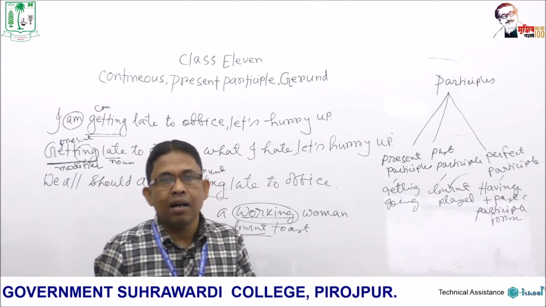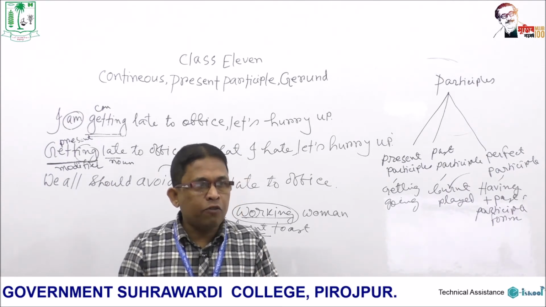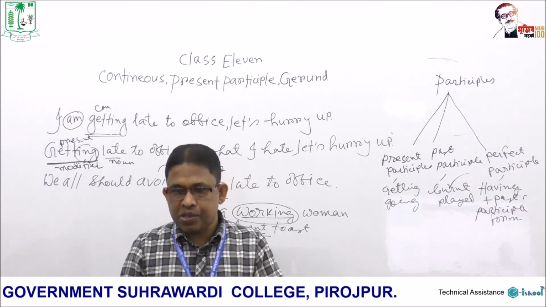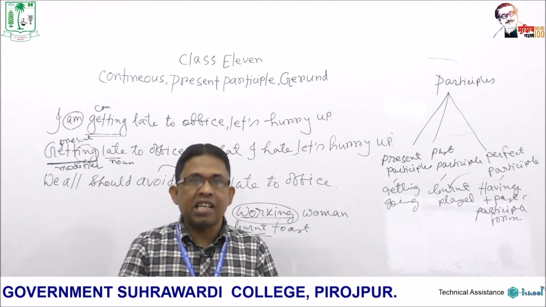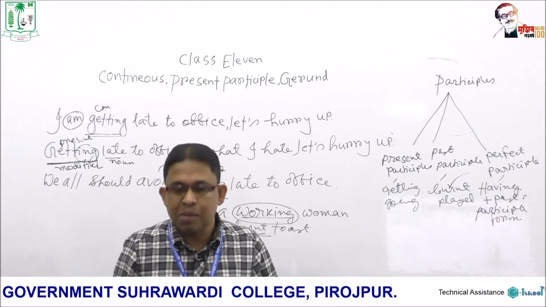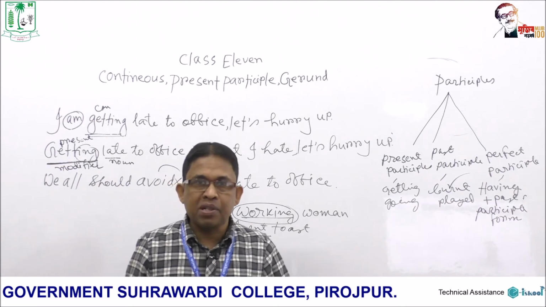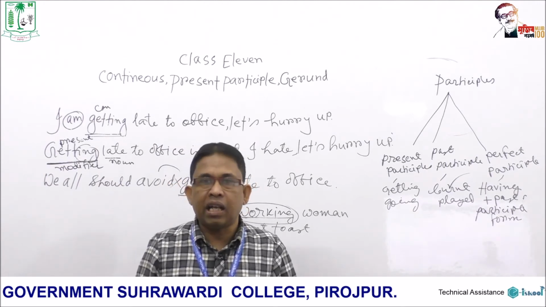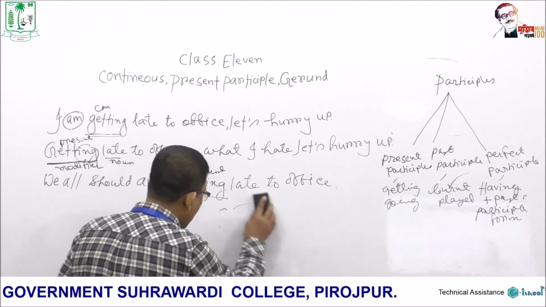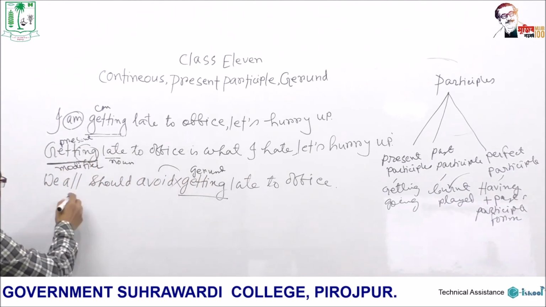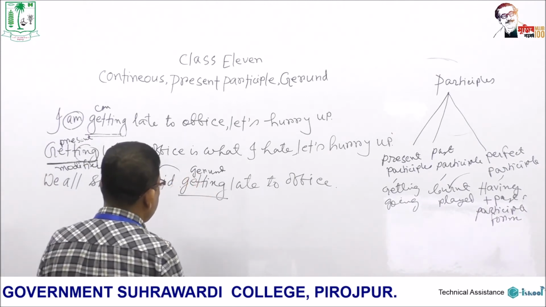So, what is a participle? A participle is a form which derives from a verb and acts like an adjective. So verb plus adjective is a participle, and these participles are of three types: present participle, past participle and perfect participle. Okay, now let us move to our last sentence, that is, we all should avoid getting late to office.